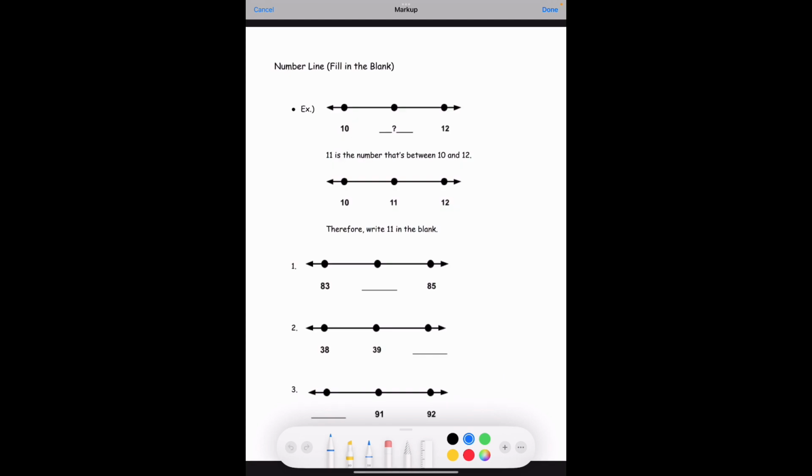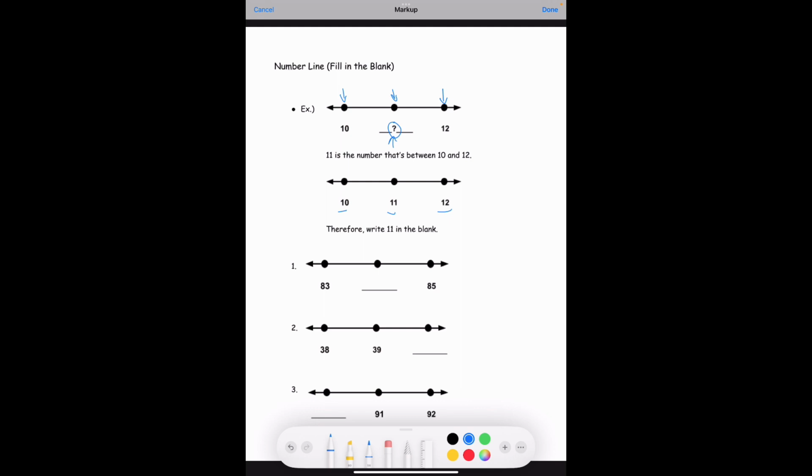Next page. Now we'll be looking at number lines and filling in the blank number. Let's look at the example. There's a 10 right here, so the 10 is on this point of the number line, and 12 is on this point of the number line. We are trying to see what number is at this point. It's a question mark. So we're trying to find what this point is. 11 is the number that's between 10 and 12. So the missing number at this question mark was 11 because there's 10, 11, then 12. You're just counting up. 10, 11, 12. And the number in between 10 and 12 has to be 11.